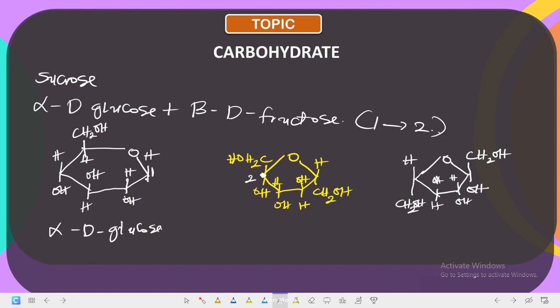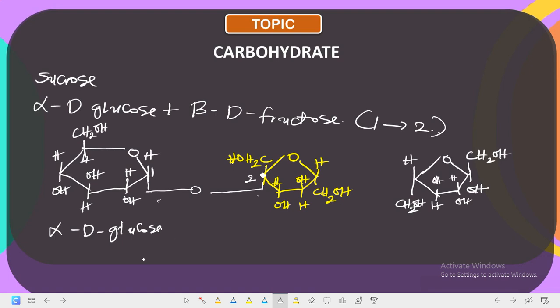To form a glycosidic linkage, right? There's OH here now. When two OH react, water will be given off, right? To now form a glycosidic linkage, which is O and what? O. So that is everything you need to know about the structures.